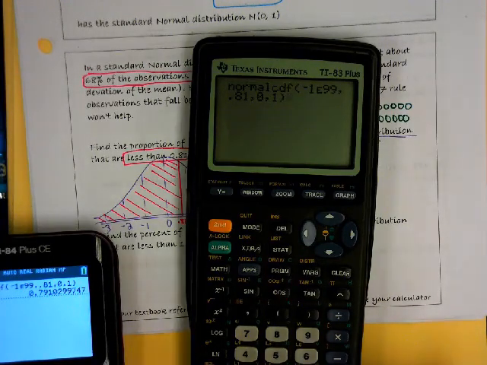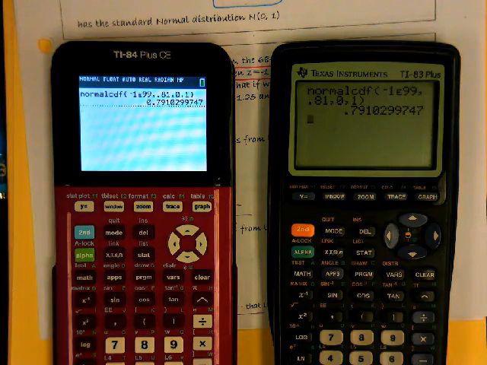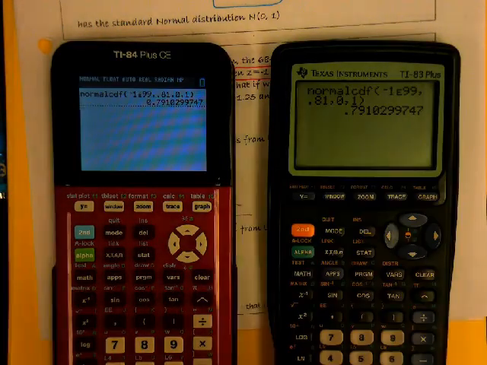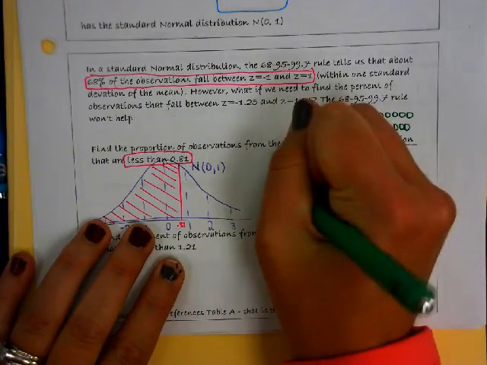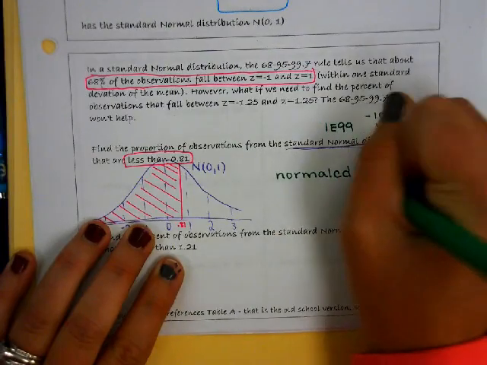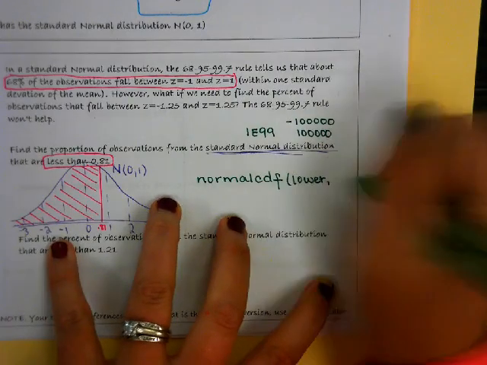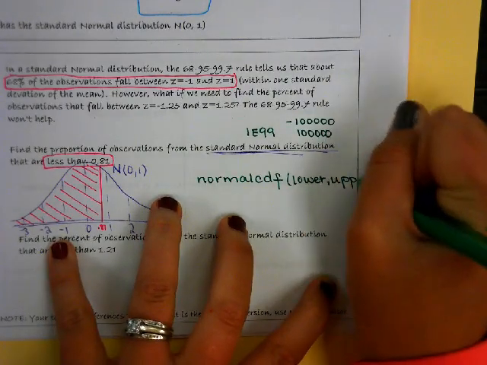We good? Zach? So it's lower, upper. Yeah, I'm going to write it on our paper for us. So you want to use normal CDF. It's going to ask for the lower bound, the upper bound, your mean, and your standard deviation. To get to normal CDF, that's the second vars, and you want to choose number 2.